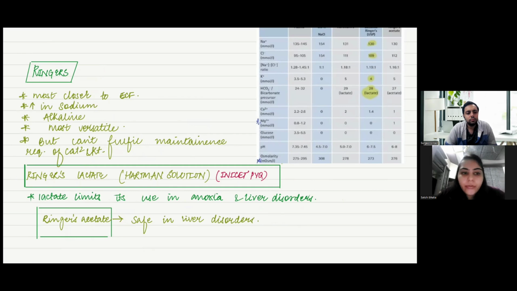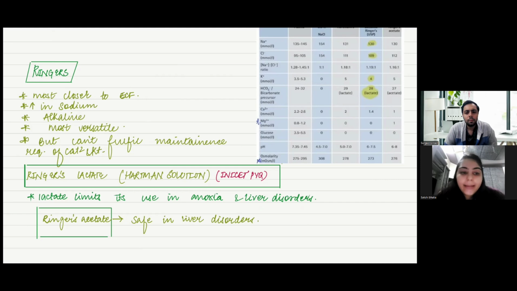So ringers are of two types. One is ringers lactate, which is Hartmann solution. Here I want to highlight a specific point which has been asked in INI-SET as a previous year question, where they gave the composition of a solution and asked to identify the type of solution. So the ringers lactate contains 130 millimole of sodium, 109 millimole per liter of chloride, 4 millimole per liter of potassium, and 28 of bicarbonate.